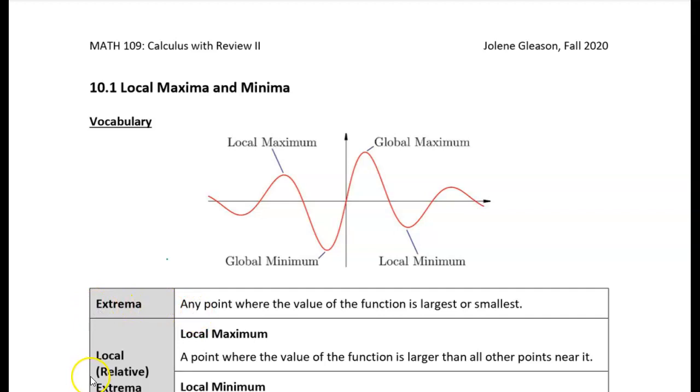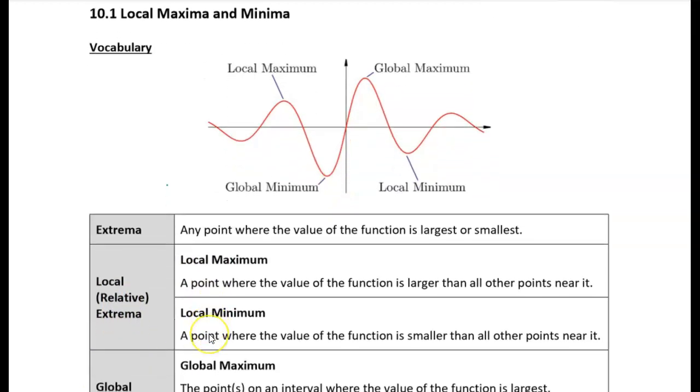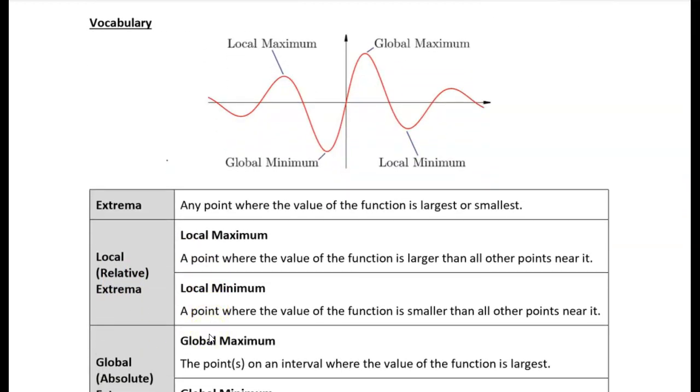First of all, the points where the value of the function is largest or smallest are referred to as extrema. Those are just the extremes of the function. There are a couple of different kinds of extrema: local extrema and global extrema. Let's first talk about the local extrema. Any point on the function that is larger than any of the points near it is referred to as a local maximum. So let's take a look at this point right here.